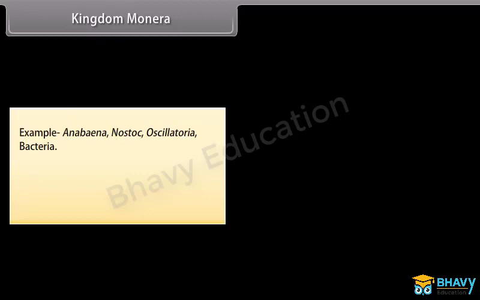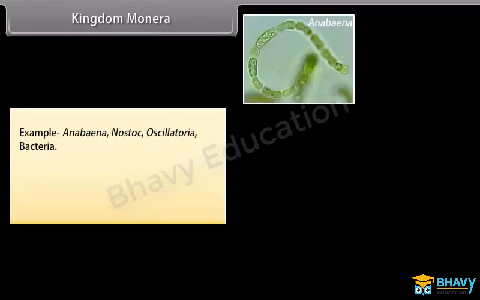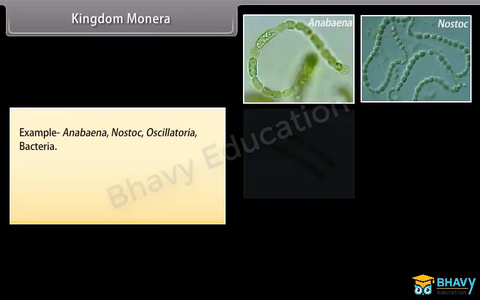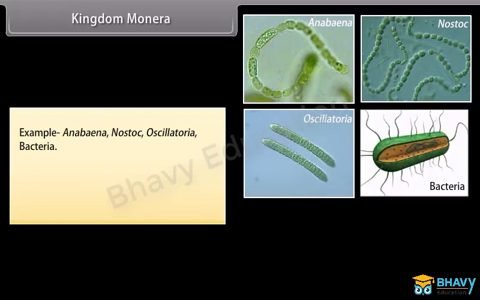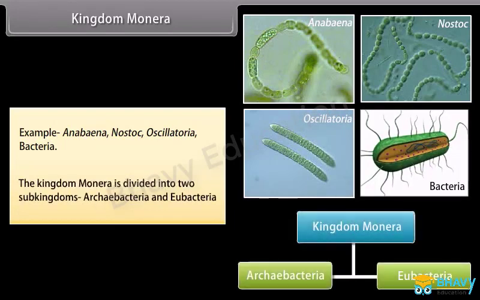Examples: Anabaena, Nostoc, Oscillatoria, bacteria. The kingdom Monera is divided into two subkingdoms: Archaebacteria and Eubacteria.